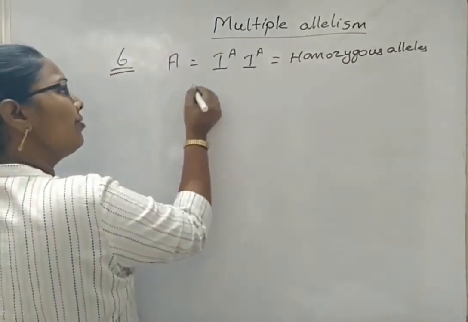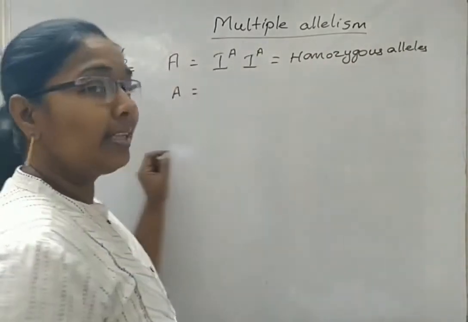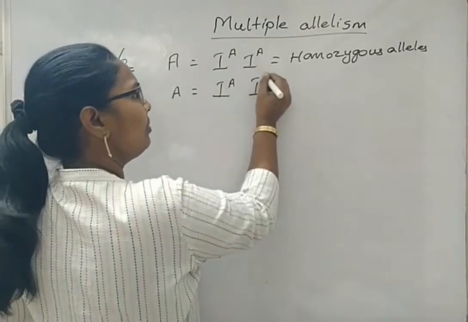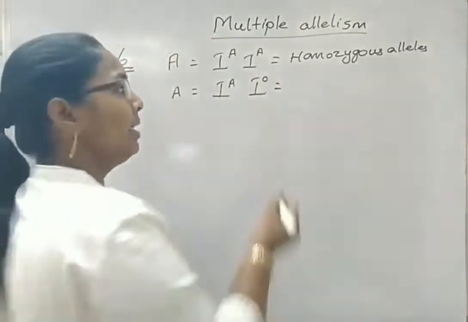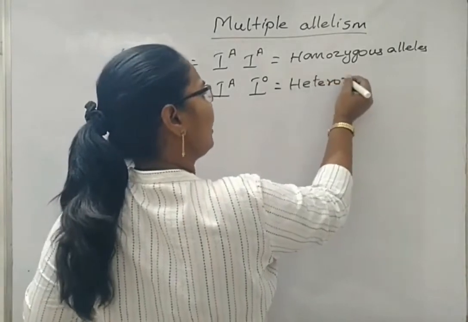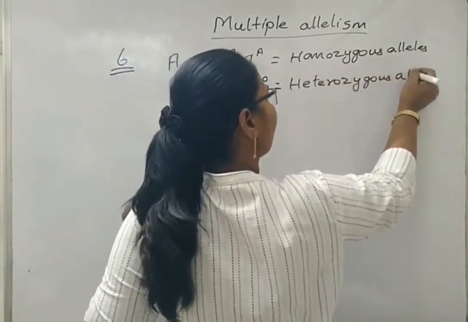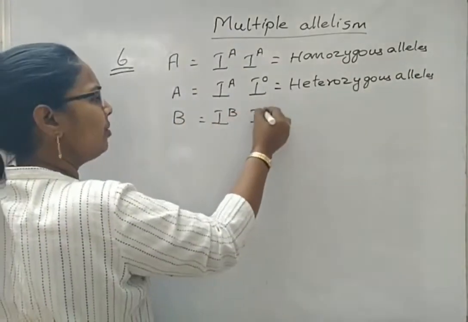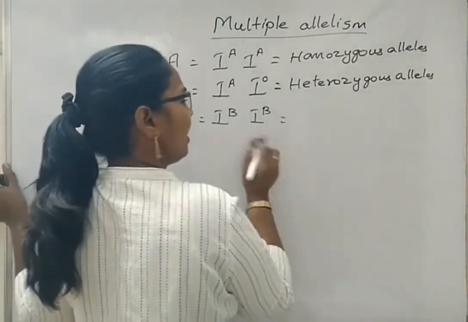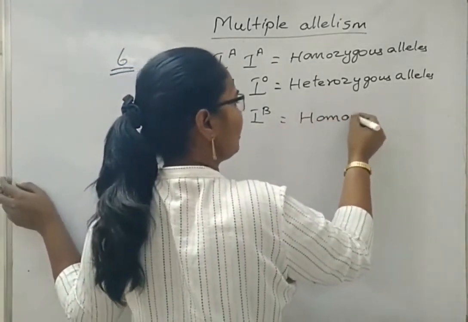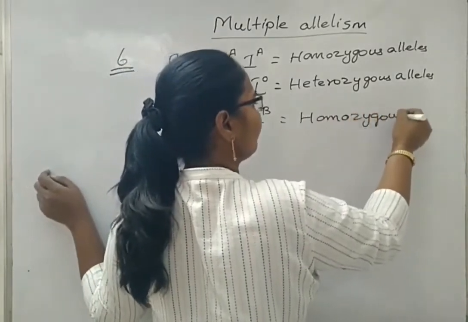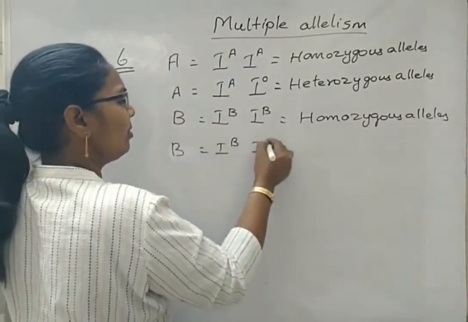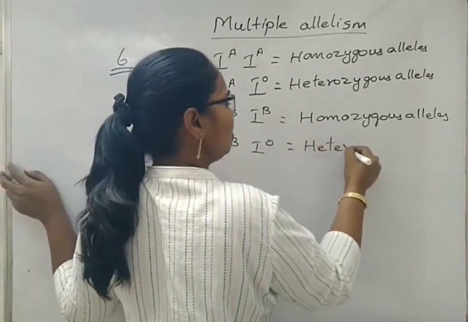Now, second one. For blood group A, another type of allele combination is also responsible. That is immunoglobulin A and immunoglobulin O. This allele pair is called as heterozygous alleles. Now, for blood group B also same way. Immunoglobulin B, immunoglobulin B, this allele pair is called as homozygous alleles. Another form, immunoglobulin B, immunoglobulin O. This is heterozygous alleles.